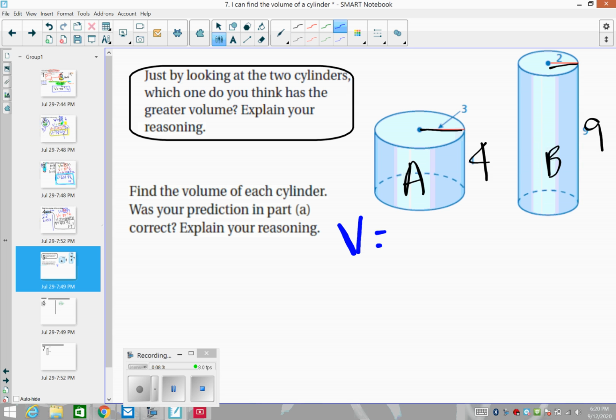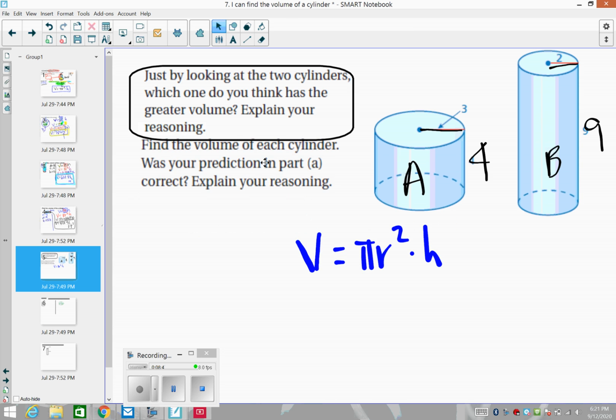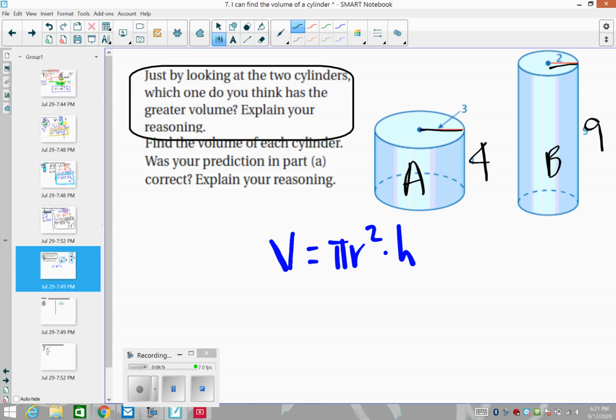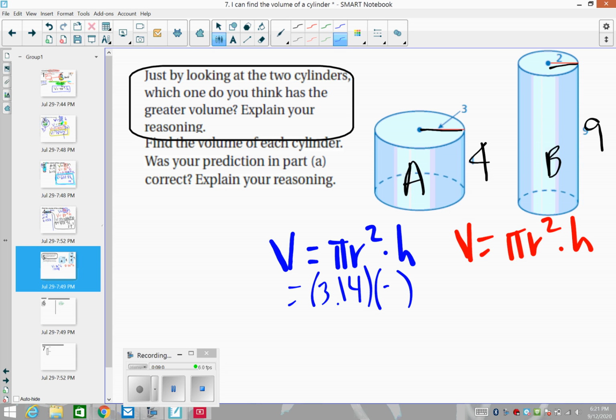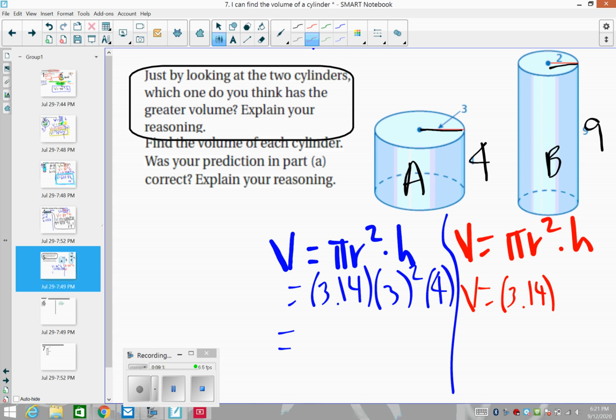The volume of A would be pi r squared times height. The volume of B would be the same formula. I'm going to move this just so I have a little more space. The volume of B would be pi r squared times height. So as we plug in then, we have that the volume would be 3.14 times the radius of 3 squared times the height of 4. Over on the other cylinder, volume is equal to 3.14 times the radius of 2 squared times the height of 9.